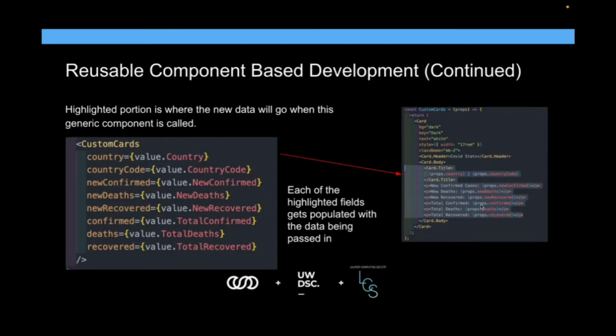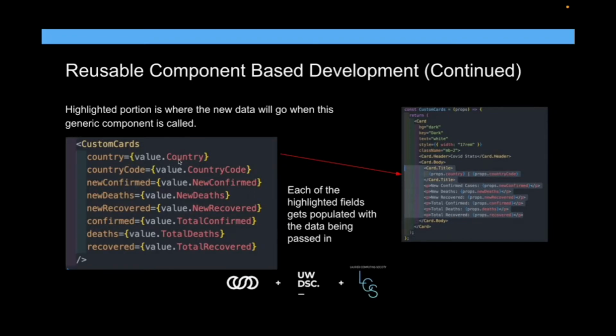Now, one thing to note is this is when we're calling the component in some other file, and you can see we're calling the name of the functional component, custom cards. All of the orange keywords over here, so country code, exactly line up with how it's spelled over here. With the red, you can see country matches country, country code matches country code, and so on and so forth.